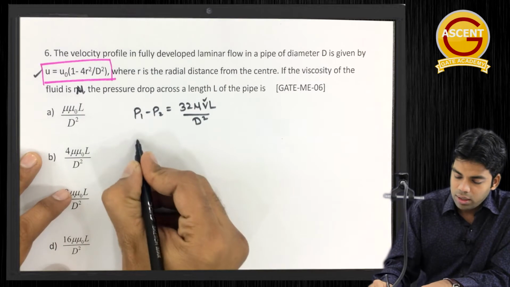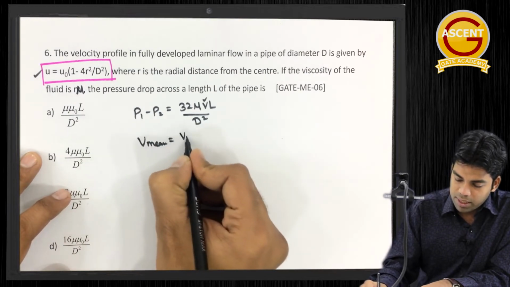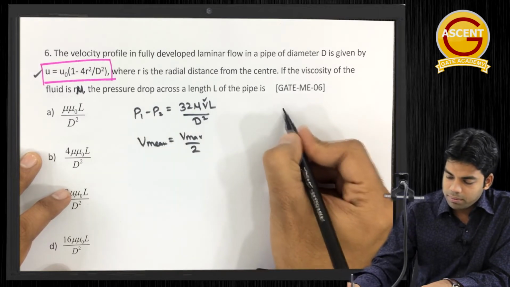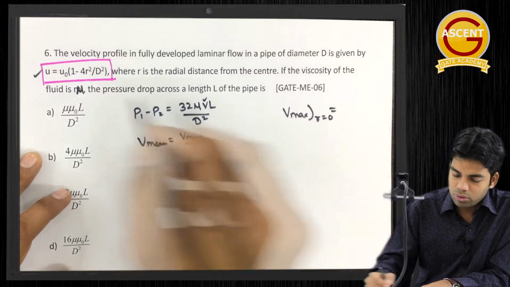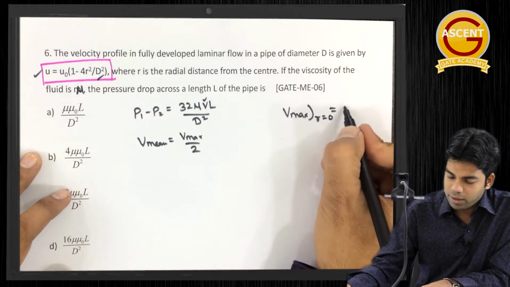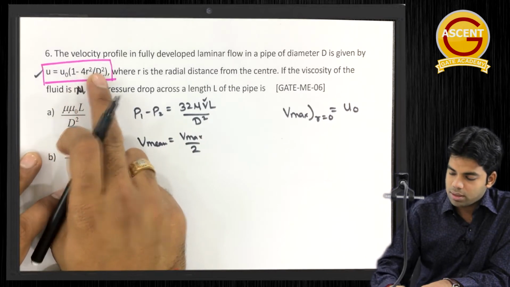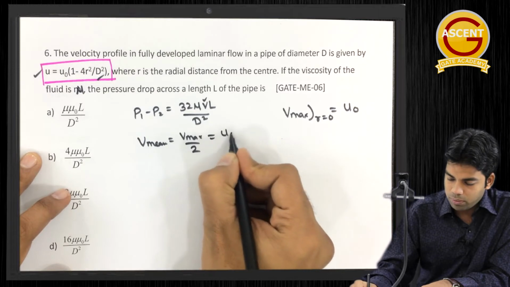For that, V mean is equal to V maximum by 2. And V maximum will be at r is equal to 0. So just put r is equal to 0 here. We will get U naught, 1 minus 0. So V maximum will be U naught, and V mean will be equal to U naught by 2.